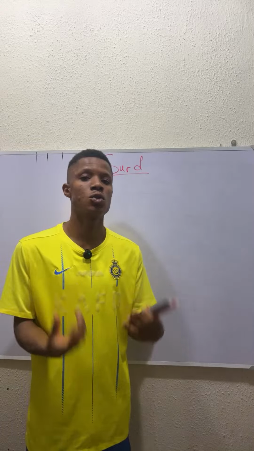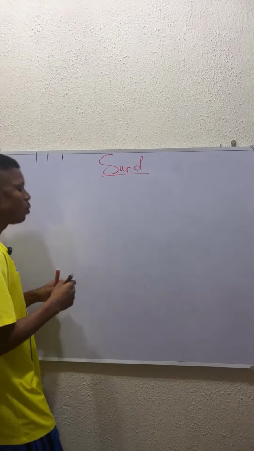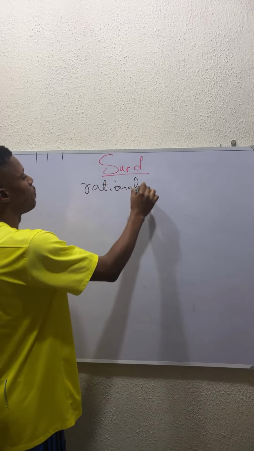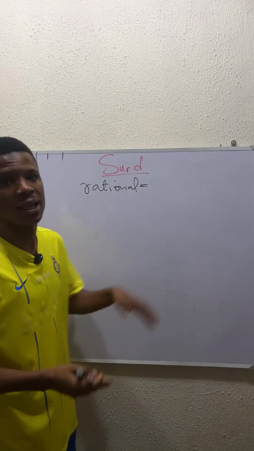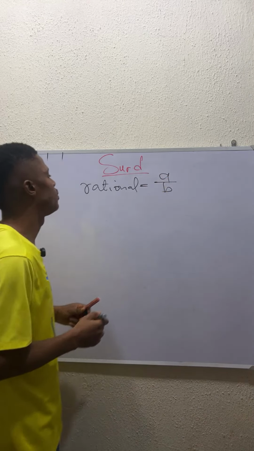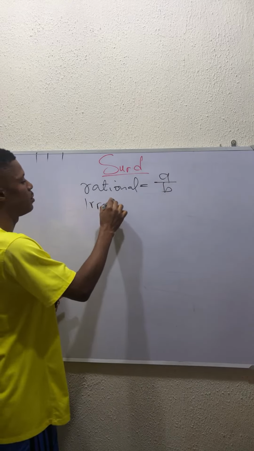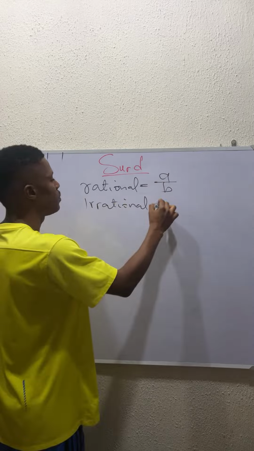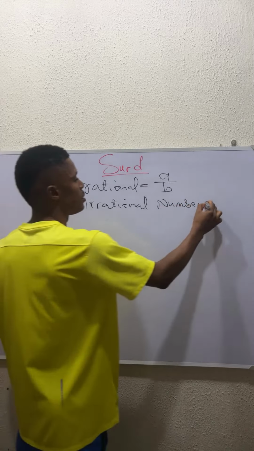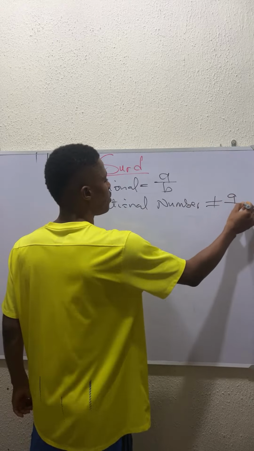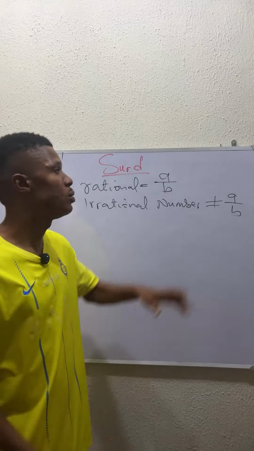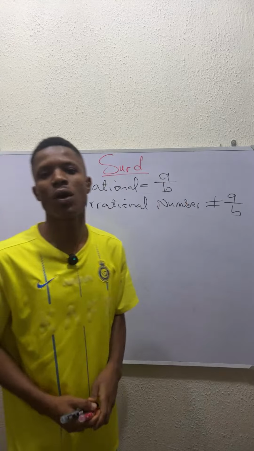When we talk about rational numbers, we are talking about numbers that are expressed as a fraction, in the sense of a over b. But irrational numbers are numbers that cannot be expressed in the form a over b. And when we take the square root of those numbers, we are talking about surds.